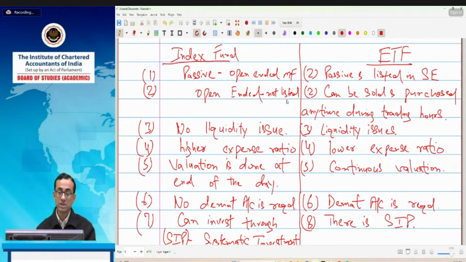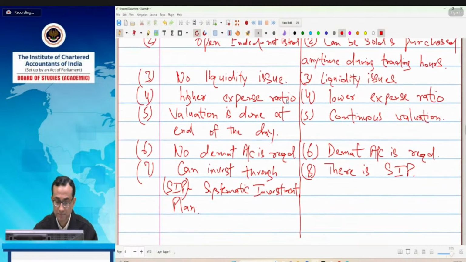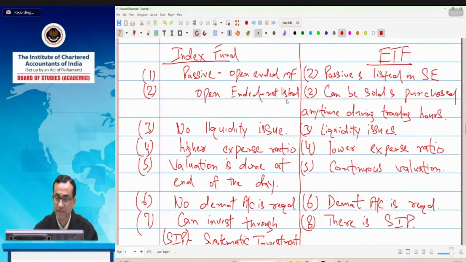Again, no demat account is required to invest in an index fund because it works more like a mutual fund. And in an ETF, a demat account is required because it is traded just like stocks. Last but not least, in an index fund, investment can take place through SIP, that is, a systematic investment plan. But there is no SIP in case of an exchange traded fund, for the same reason that it works more like a stock. So this is the basic difference between index funds and ETFs. I hope this concept of ETF is clear to you now.